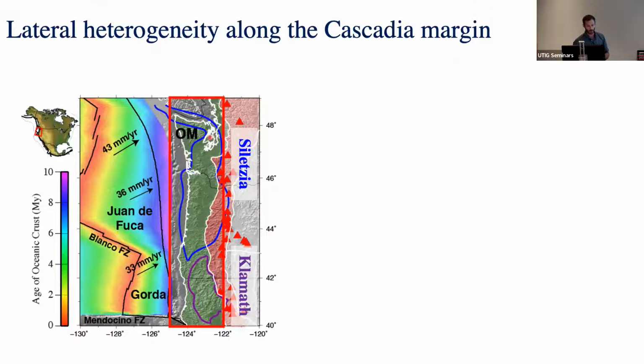The central and northern portion being dominated by the Siletzia terrane, this over-thickened oceanic crustal terrane, and the southern portion being characterized mostly by this Klamath terrane. This is the ocean island arc, along with some oceanic lithosphere that was accreted onto the margin of North America somewhere around 100 million years ago. You can fact check me on that date, but much earlier than Siletzia accreted.